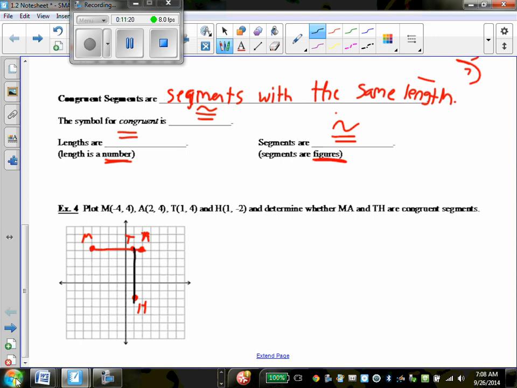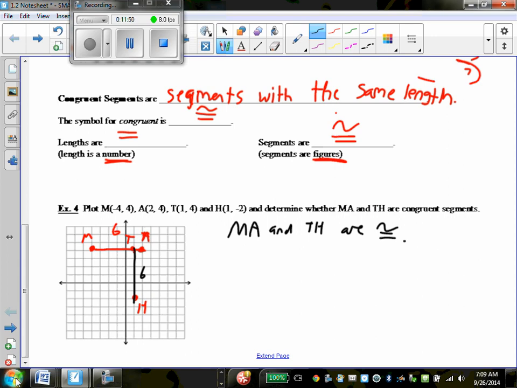Now, we could use the distance formula here, but I'd say that's kind of a waste of time because we can just count how long these segments are. MA, for example, we have 1, 2, 3, 4, 5, 6 spaces, so a length of 6. And then TH, we have 1, 2, 3, 4, 5, 6 spaces. They're both 6. So MA and TH are congruent.